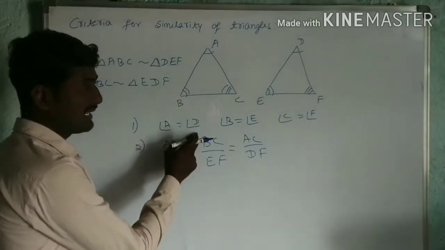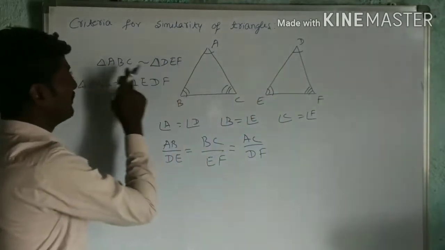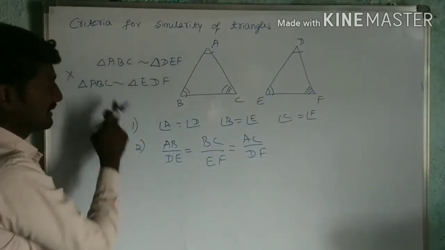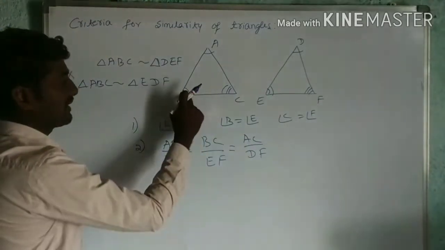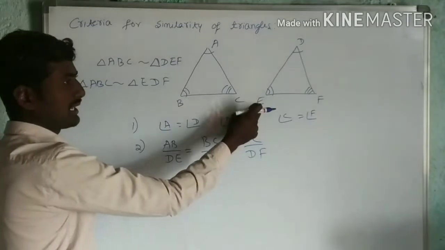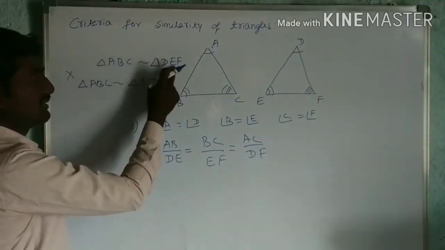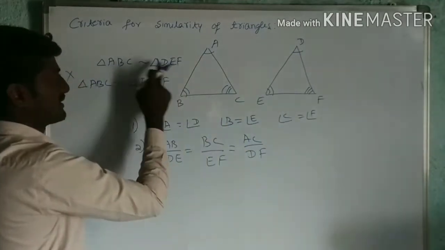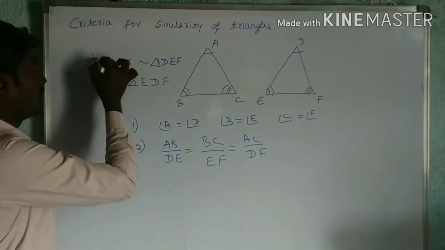For the angle A, D is equal. For the vertex A, I should take vertex D. Then for the angle B, it is E. For the vertex B, you should take vertex E. Then for C, F. Like this you must write.